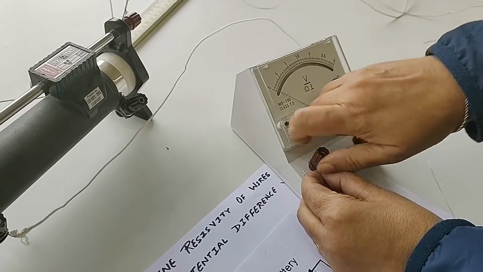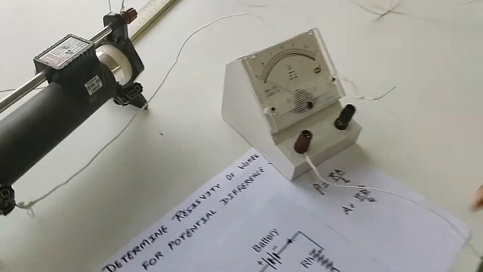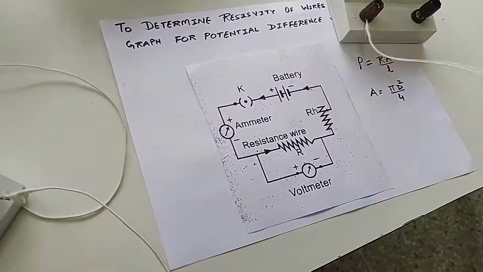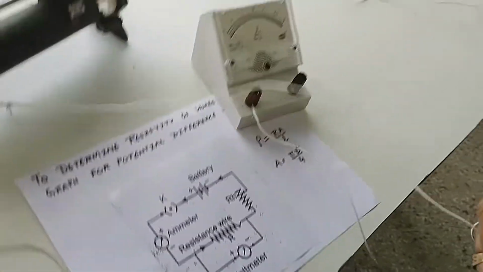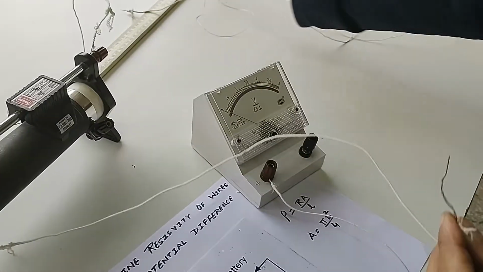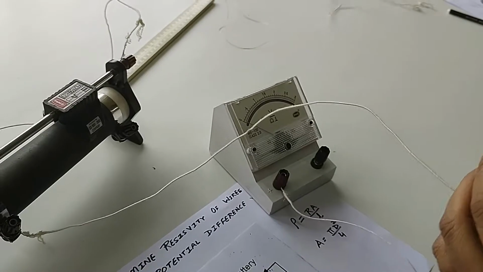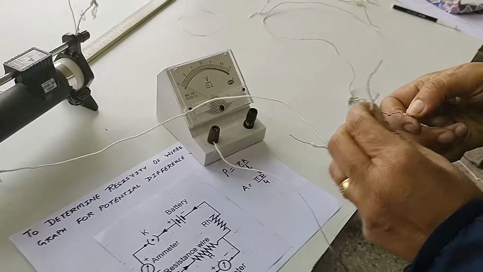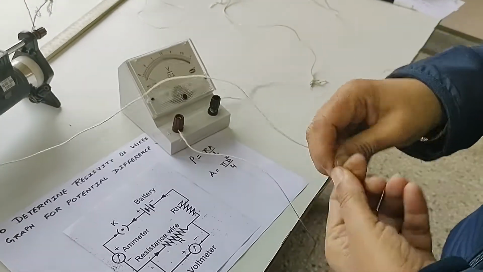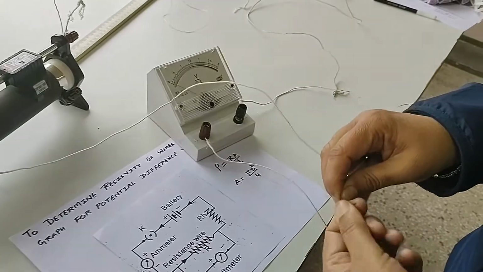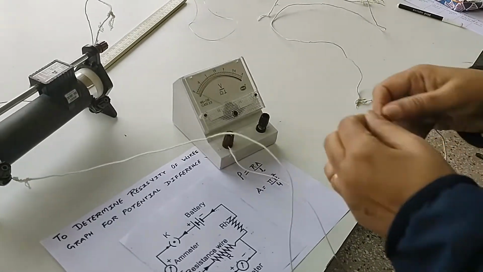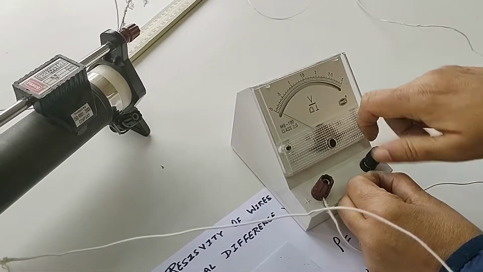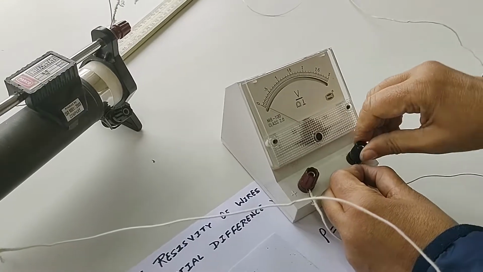Again, one half a round. And then the negative: the second end of the resistance wire, which is connected to the lower terminal of the rheostat, I will connect to the negative of the voltmeter. I'll take another wire and connect it to the resistance wire, and then to the negative of the voltmeter. So as you can see, now my circuit is complete.